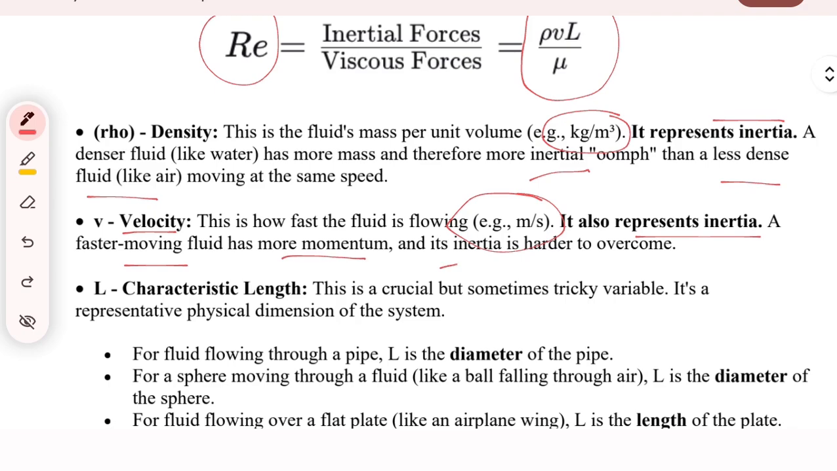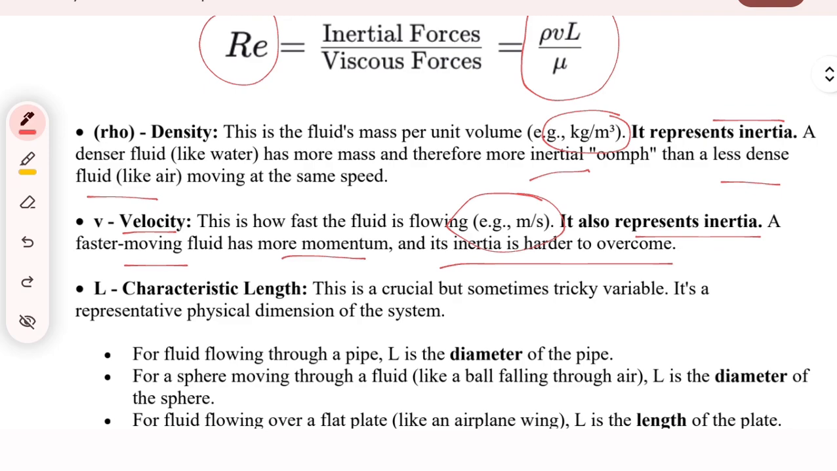Therefore, the inertia is harder to overcome. So it might be very hard for you to stop the water or the fluid from moving. Why? Because there's actually more inertia there when the fluid is moving. So there's more momentum in there.